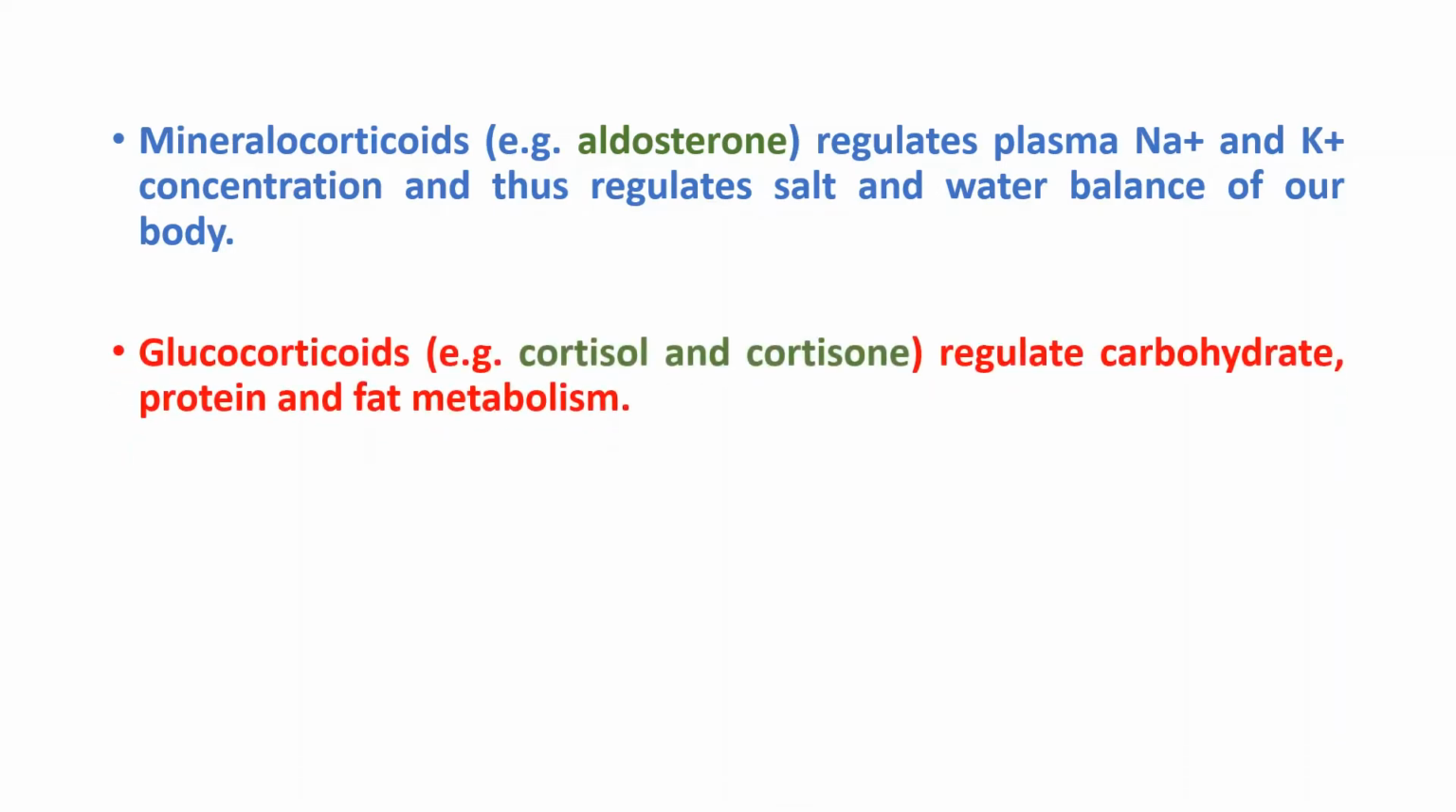Now, the second group of hormones is glucocorticoids. Cortisol and cortisone are the main glucocorticoids found in our body. And the main function of the glucocorticoids is that they regulate carbohydrate, protein and fat metabolism.